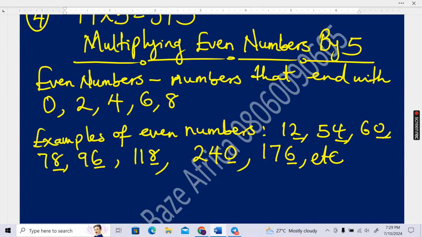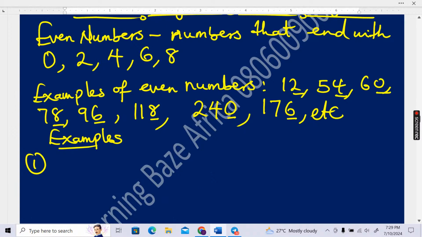Now let's begin to multiply the even numbers by 5. This is very, very simple. So how can you quickly multiply 64 by 5? So what is 64 times 5?